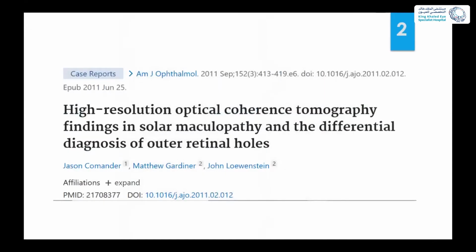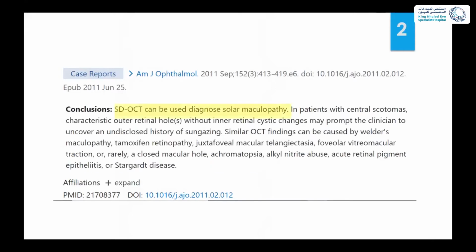This is another study, which supports the result of the previous study. And they conclude that spectral domain OCT can be used to diagnose solar maculopathy. But they say focal ellipsoid loss can be caused by other diagnoses, just like what we described in the previous slide. So you need to ask in history to differentiate between them. So remember focal ellipsoid loss, and remember these differential diagnoses, and you have to ask about history.